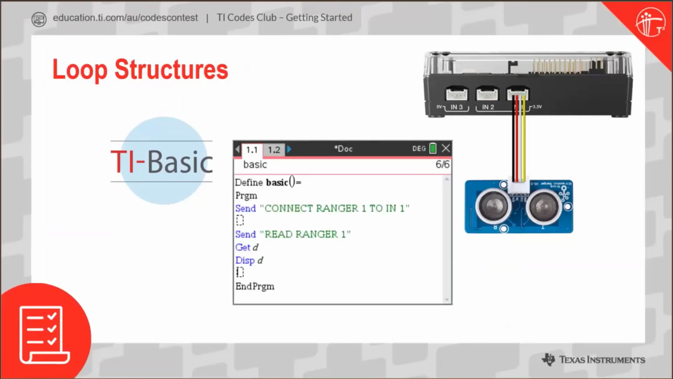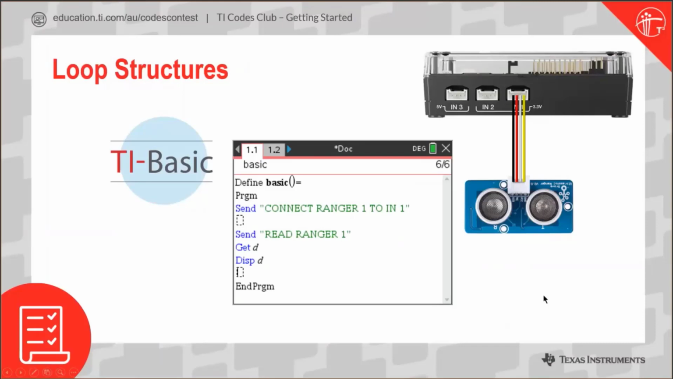So that's the program that I've got written so far. I called mine basic, so that was obvious to you which program language we're using. And you can see the command at the top says connect ranger 1 to in1. So I've called this little ranger character number 1, and I've connected it into input number 1. That's more of what we're talking about in our next session.